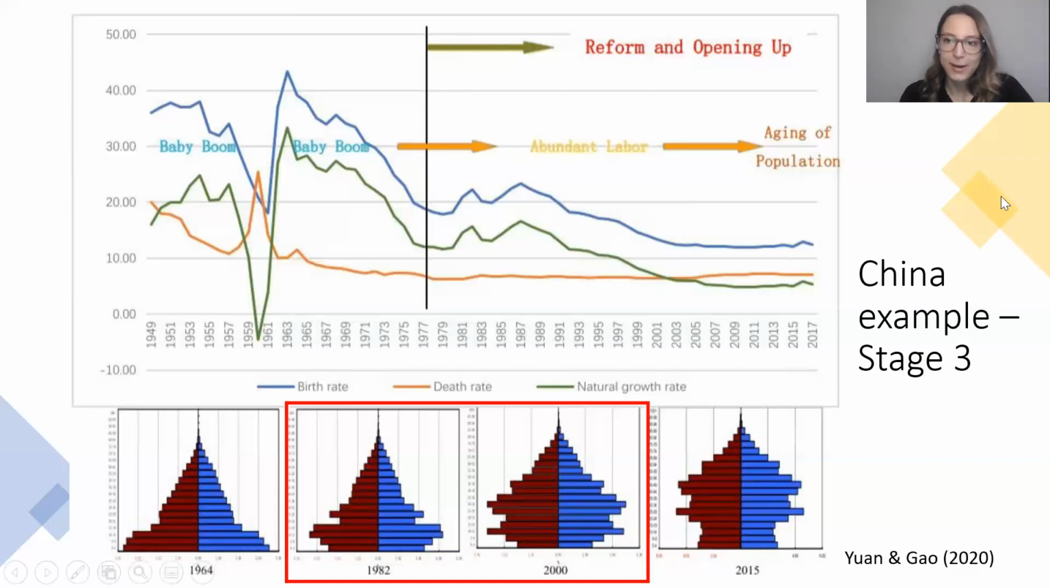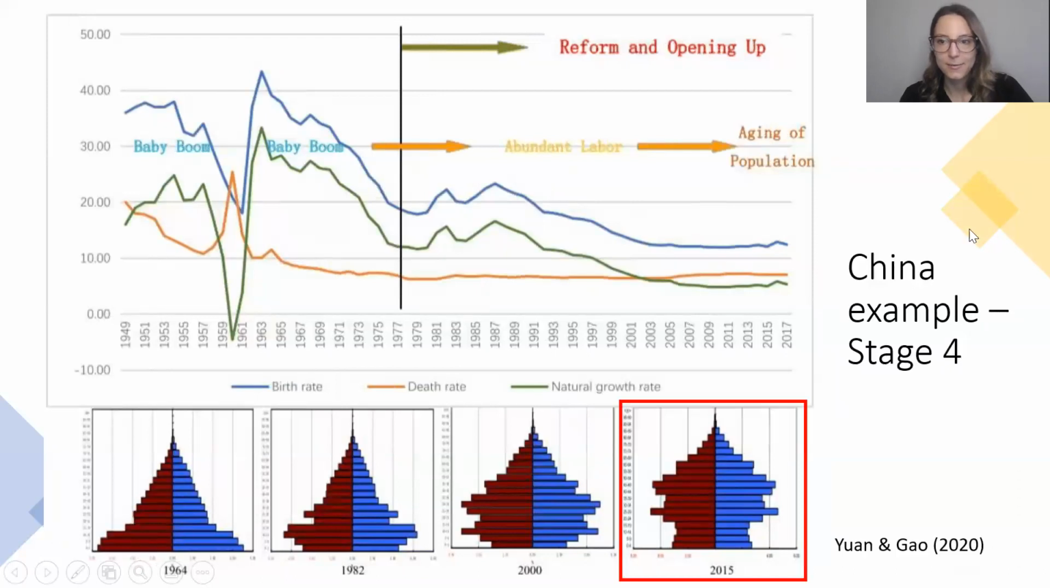So let's take a look at what happened after that. Now we're more into the current stage of 2015. China is considered to be in almost that stage 4 that we see, that constrictive population pyramid. And demographers think that it may actually lead to a stationary population pyramid at some point, as the years go on and as those older age individuals start to die out naturally.